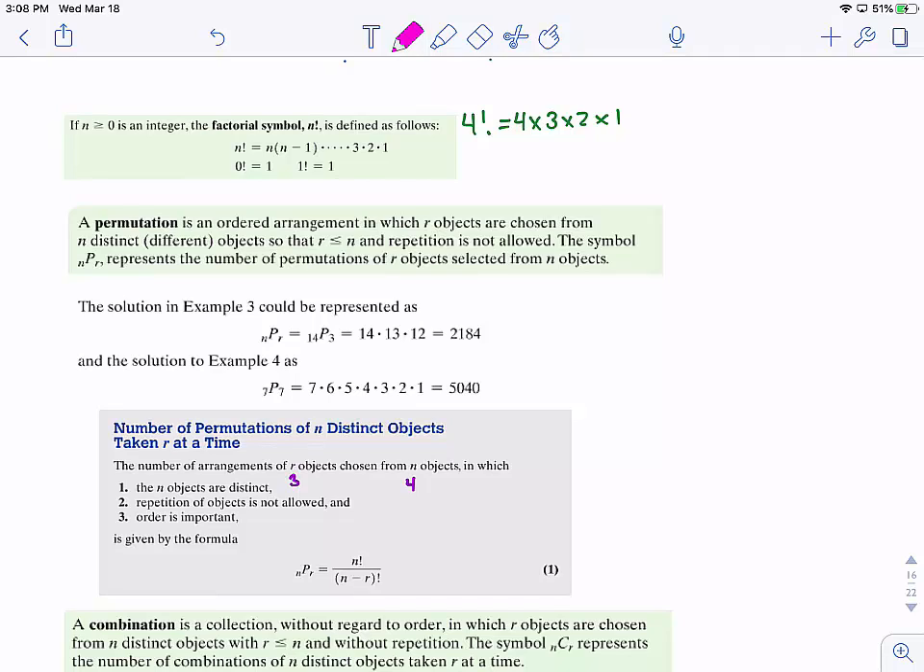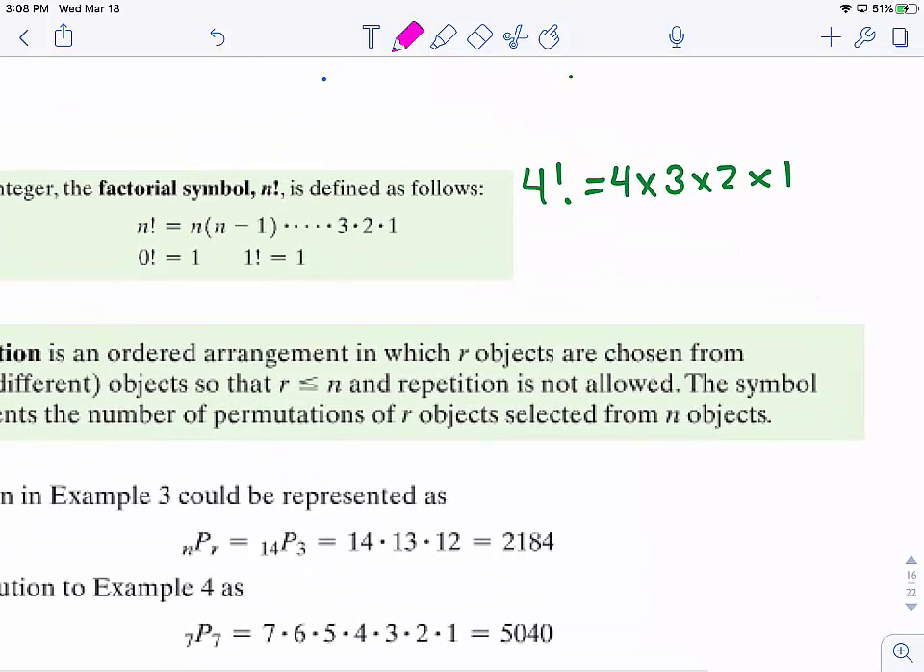So first off, I want to talk about what a factorial is. And this is just the stuff right out of your book. A factorial is just any number counting down. So 4 factorial is 4 times 3 times 2 times 1. That's what this means. The first number times the first number minus 1, and then you would do times the first number minus 2, etc., until you got down to 1. 0 factorial is 1, and 1 factorial is 1.